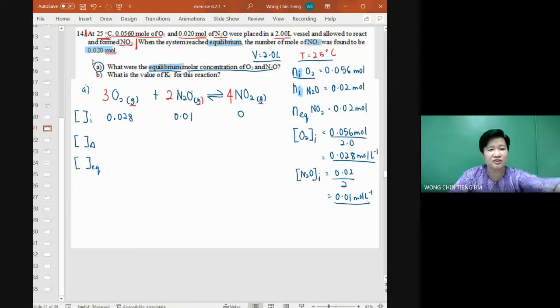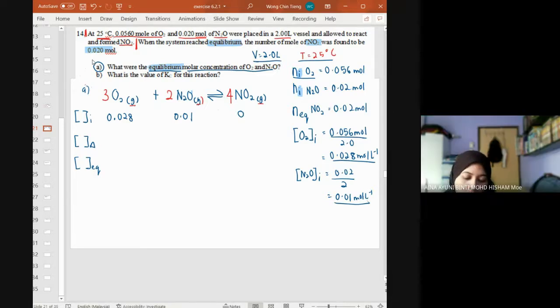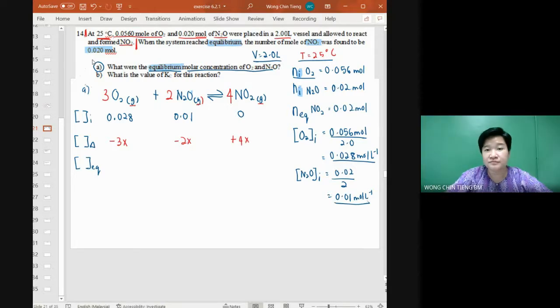Change. Can I have the change throughout this ice table? O2 negative 3x, N2O negative 2x, and NO2 positive 4x. Okay. Kalau dalam subjektif kan, yang ni pun 1 markah dah.